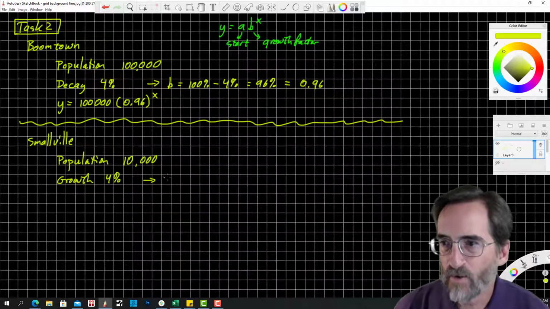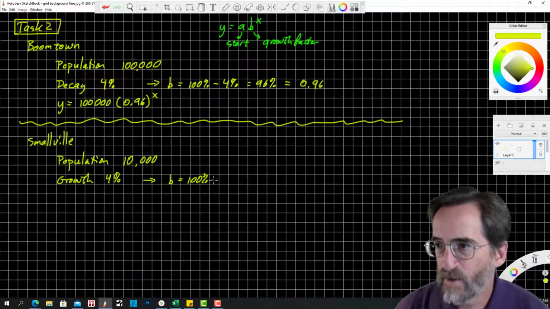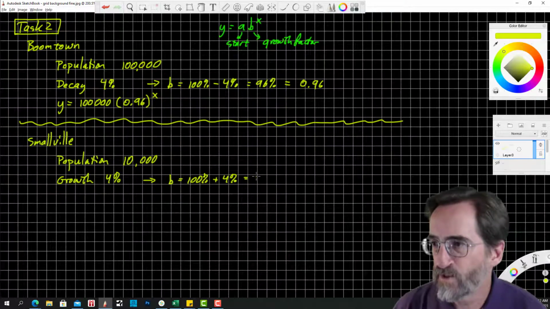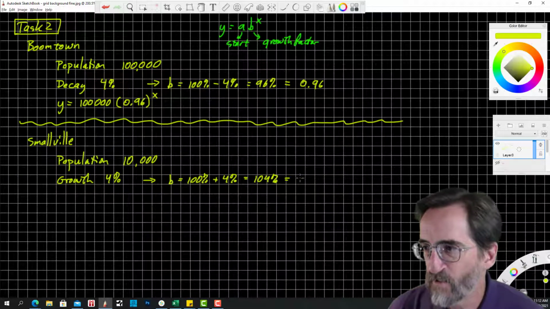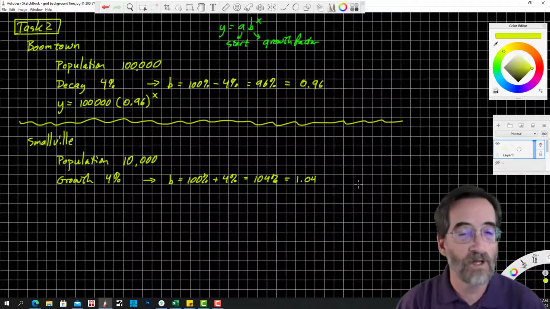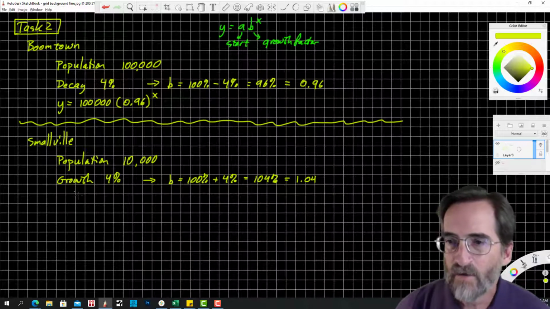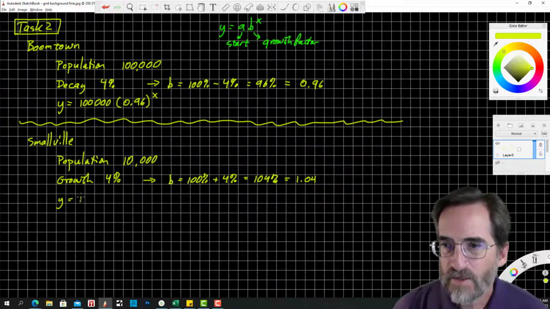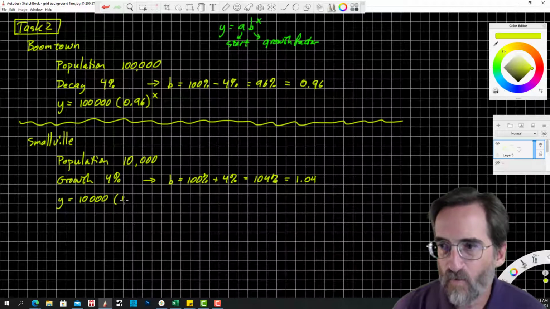So here's how that works with the growth factor. It was 100%, and now the year that follows, it's 4% greater. 100% plus 4% is 104%. As a decimal, move the decimal 2 places, that's 1.04. Notice that's a number bigger than 1, so this represents growth. And my formula for the population of Smallville is 10,000 times 1.04 to the power of x.